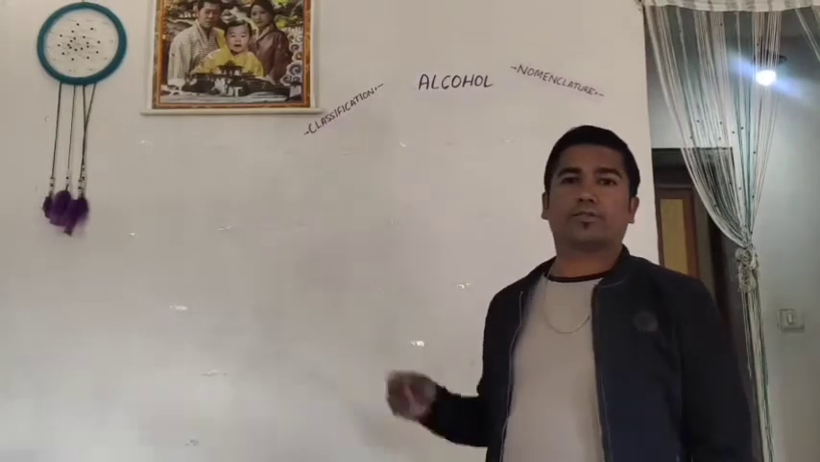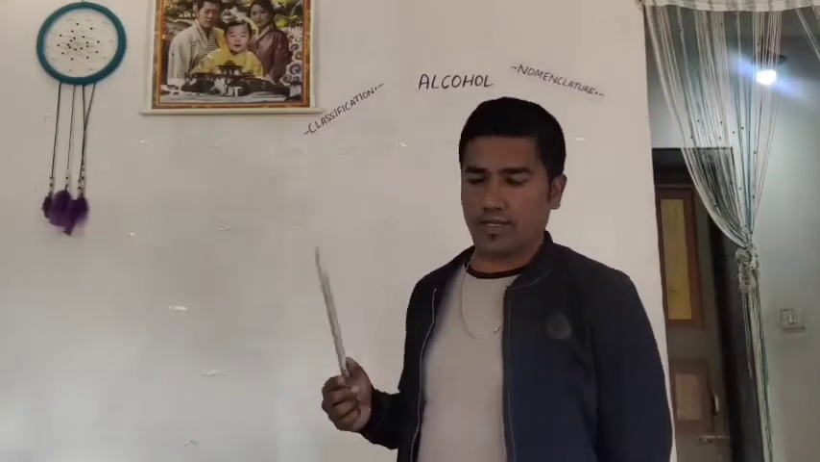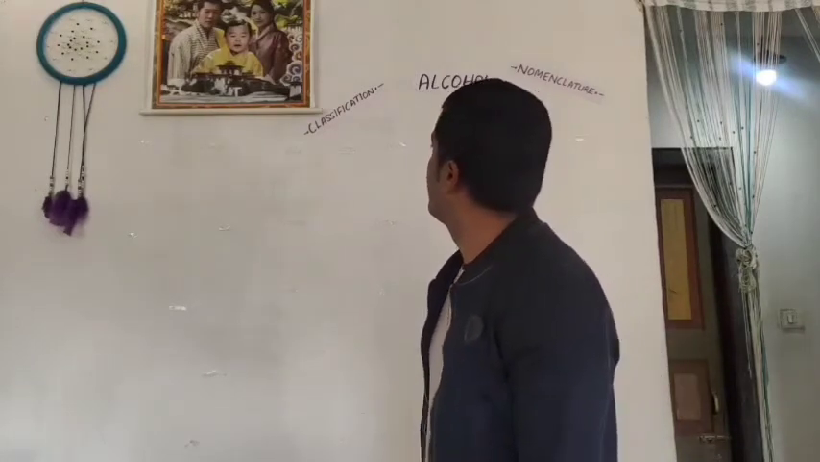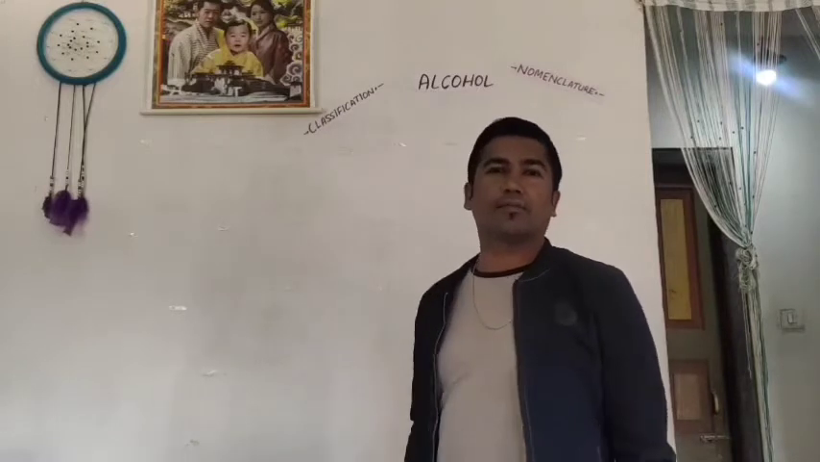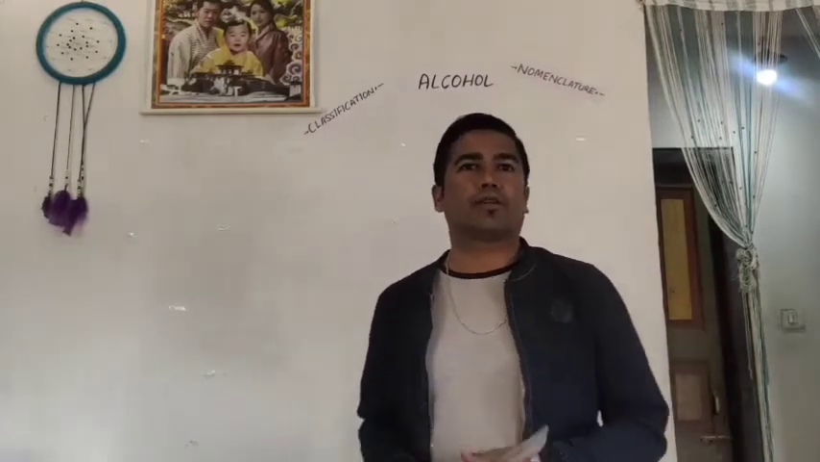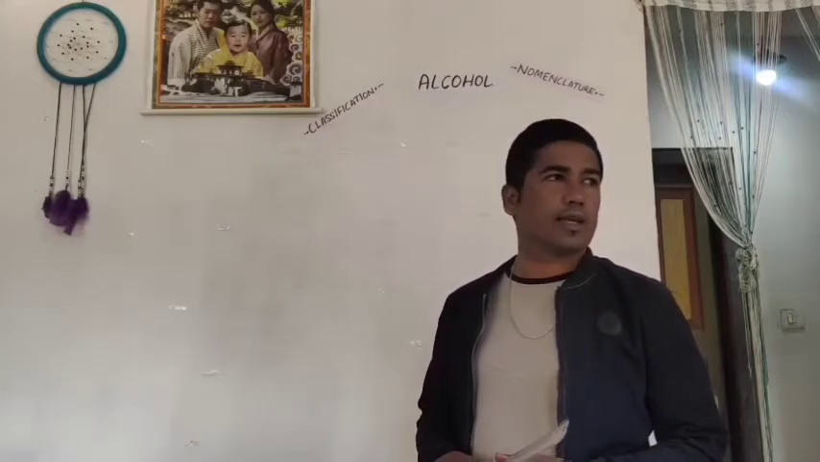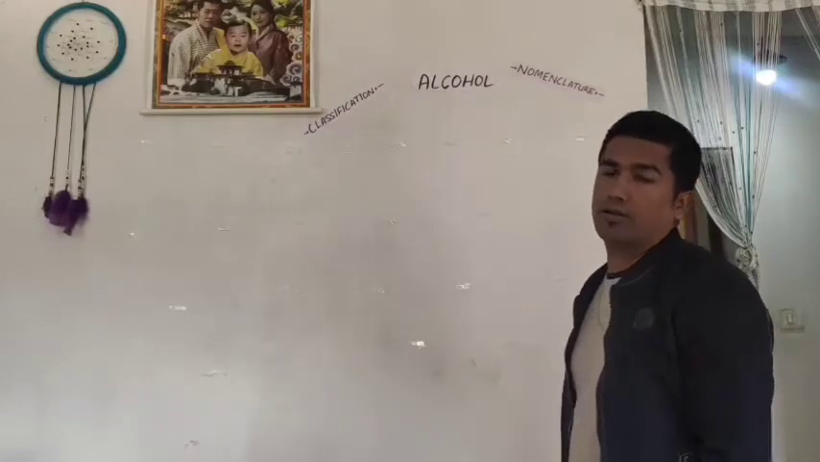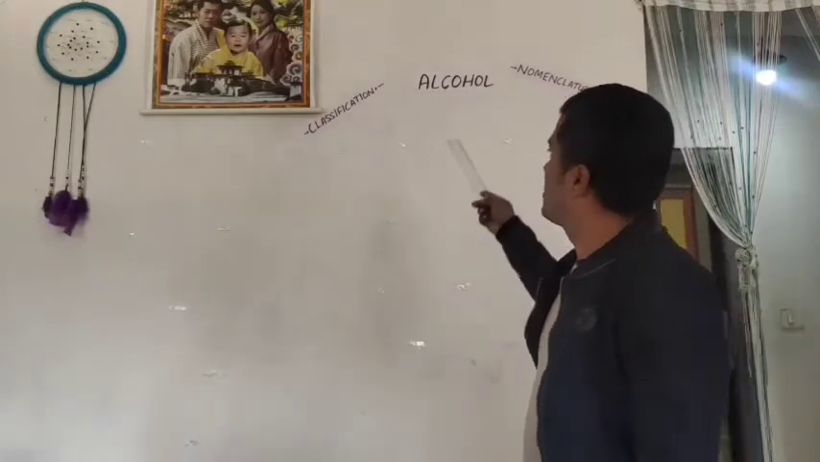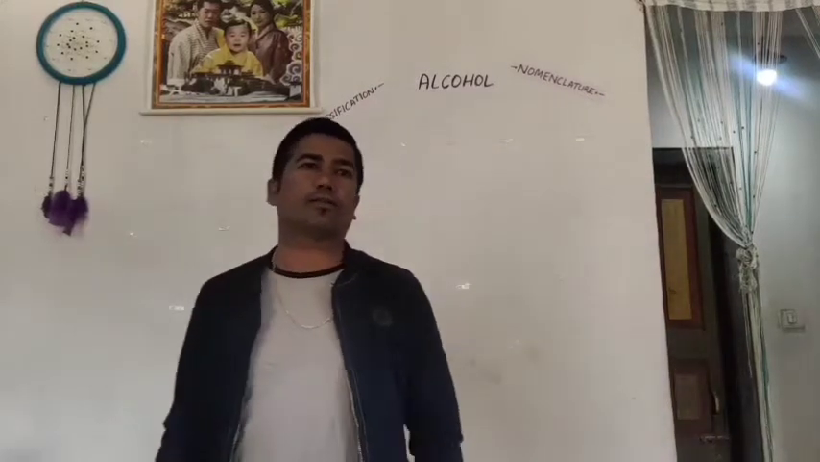So just to make the lesson short and to the point, I'm going to directly start the lesson. We have been learning about the properties of alcohol in our last Zoom lesson. Now today I bring you the classification and nomenclature of alcohol. Firstly we'll talk about classification of alcohol, then we'll talk about nomenclature of alcohol.